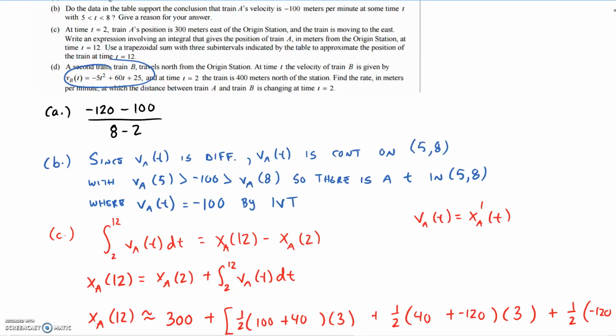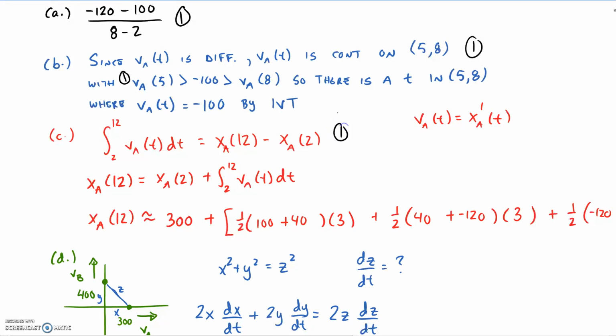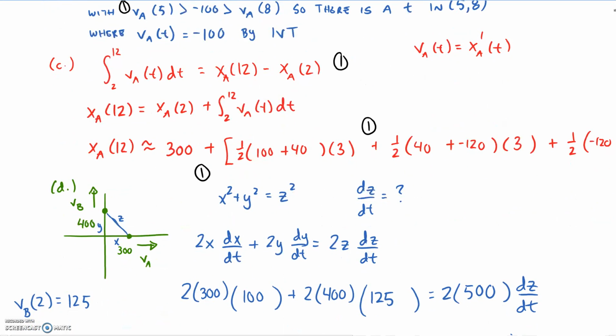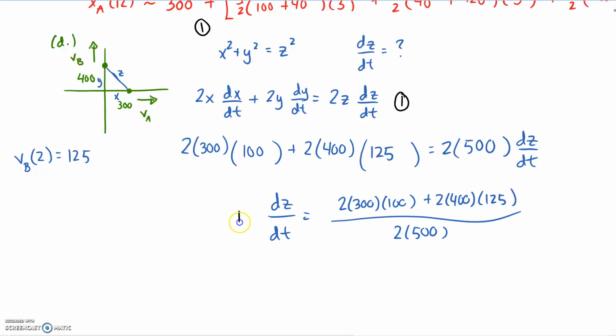The points here: 1 point for the average acceleration, 1 point for the analysis that is this inequality, 1 point for the intermediate value theorem justification, 1 point for a position expression, 1 point for the trapezoidal sum, and 1 point for the approximation of the position at t equals 12, which means that we added the 300 that was the position at time t equals 2. 1 point for the Pythagorean theorem expression differentiated using implicit differentiation, and then 1 point for dz dt. That's the 9 total points.